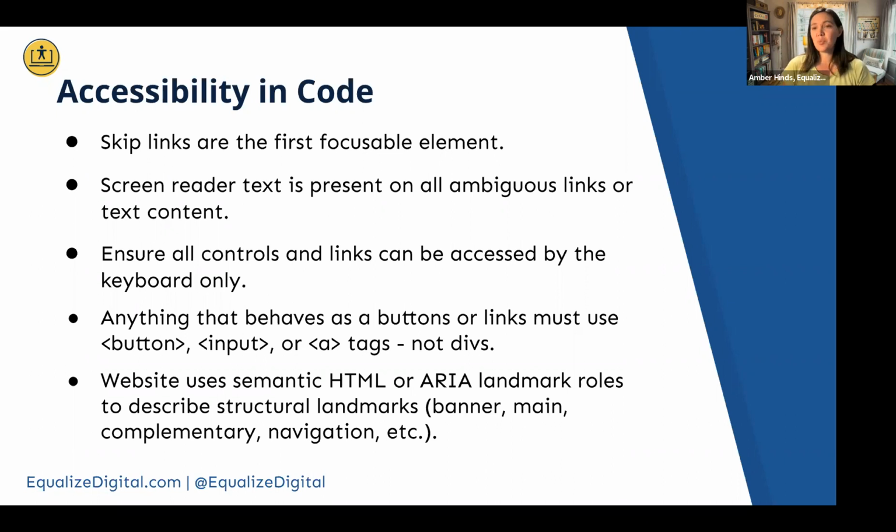This could be links or buttons. This could also be things like struck-out text with the strikethrough feature, which doesn't actually get read by a screen reader. So you would need to add hidden screen reader text to add context so they would know that it was struck out. Otherwise it would just be read as if it was normal text on the page. We want to ensure that all controls and links can be accessed by the keyboard only.